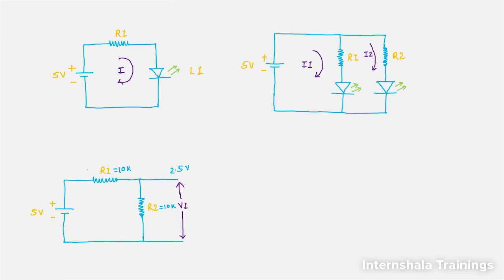So 2.5 volts will drop across this resistor and 2.5 volts will drop across resistor R2. Based on the value of resistor that you select here and the value of resistor that you select here, you can achieve a desired voltage at this point. So that's all about this particular circuit.